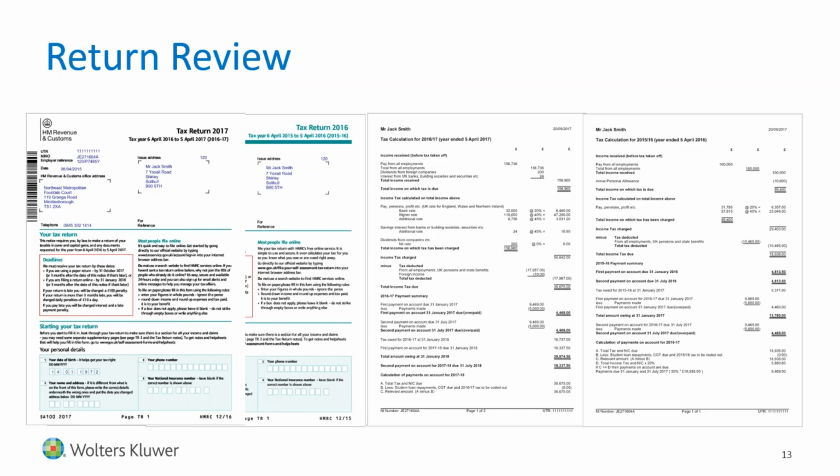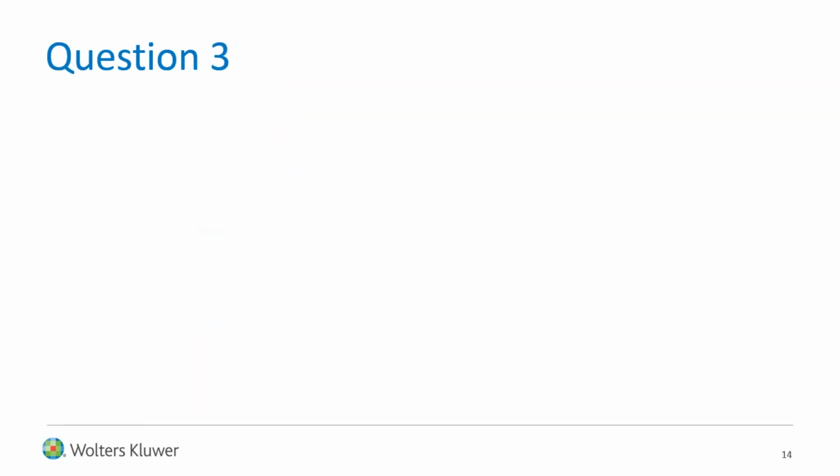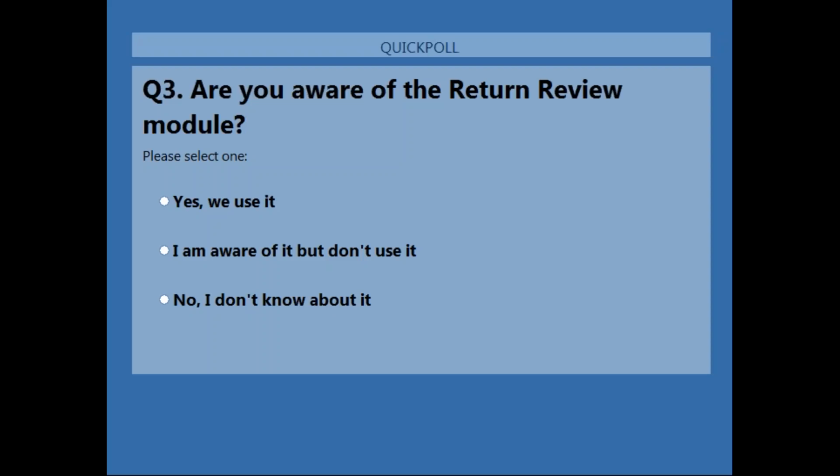Obviously you're probably looking for variances, missing information, or to validate new sources, to make sure there's no obvious things that HMRC may pick up on. Return review allows you to perform that view on one screen, so you're not flicking between different tabs, different screens, or shuffling paper around. Which actually brings me on to question number 3. Again, quite a simple one. How many of you are aware of the return review module?